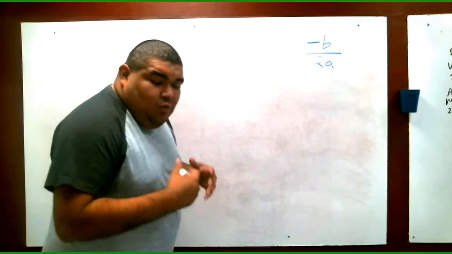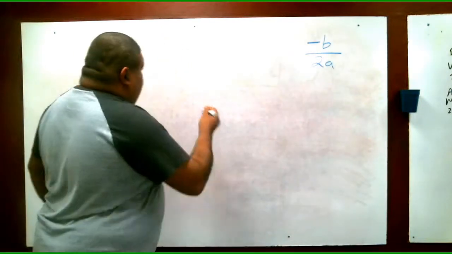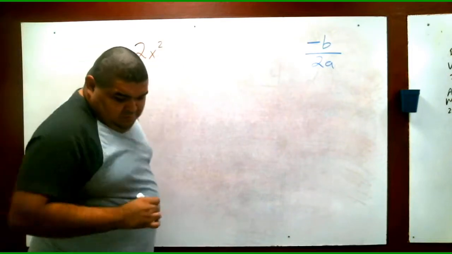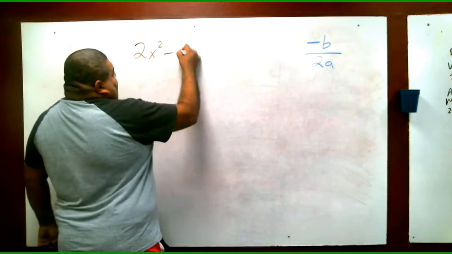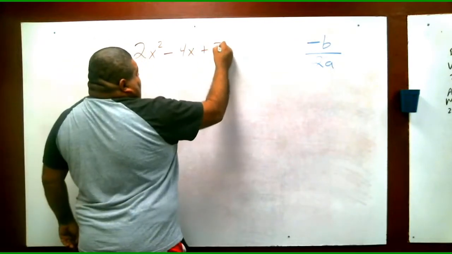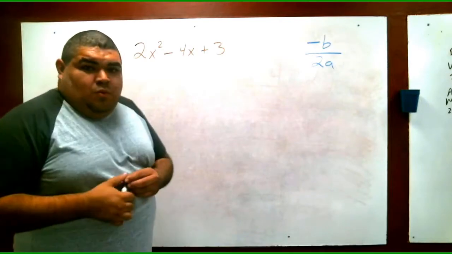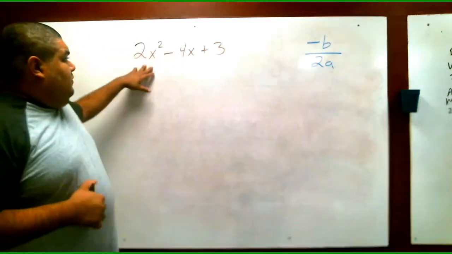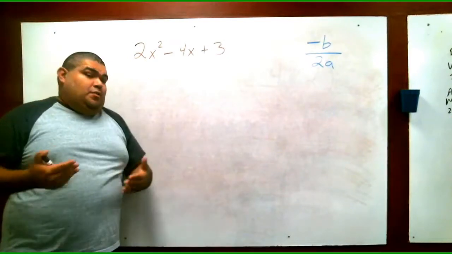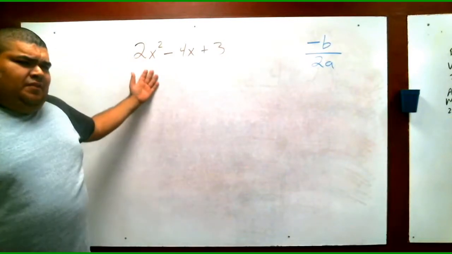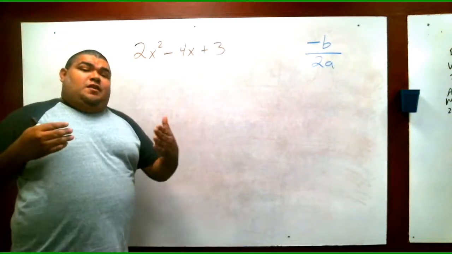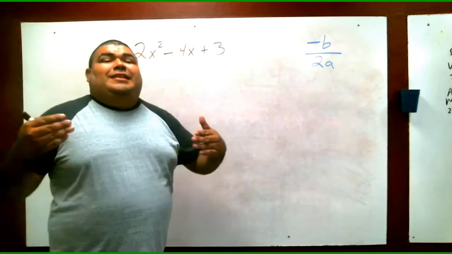The equation we're going to work with today is 2x squared minus 4x plus 3. Okay? We're going to graph this equation. It might look complicated. It's really not. We're going to work on it together. You might ask yourself, how do we graph that equation? In order to graph it, we have to solve for specific points where the line passes through.